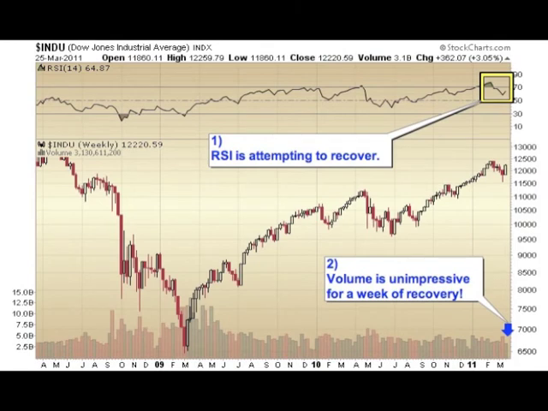And up top, the relative strength index shows that it's attempting to recover here. It's been falling. Gave it a yellow mark as it's, again, attempting to recover. Down below, though, volume is very unimpressive for a week of recovery here. Not a lot. We see that there's more volume during the weeks of sell-off than there are the weeks of buying here, and that's just not good.